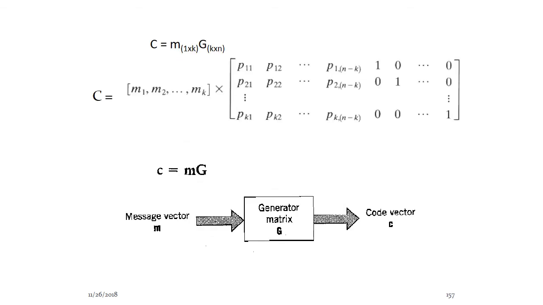C = m of 1 cross k times G of k cross n. So C = [m1, m2, etc. up to mk] times the matrix with rows p11, p12, etc. up to p1(n-k), p21, p22, etc. up to p2(n-k), and pk1, pk2, etc. up to pk(n-k), and the identity matrix we have to write. So that is C = M G. The message vector M is given to the generator matrix, and it generates the code vector C.